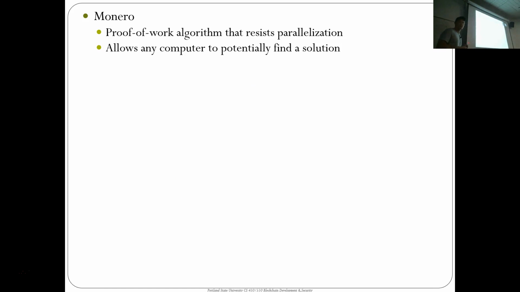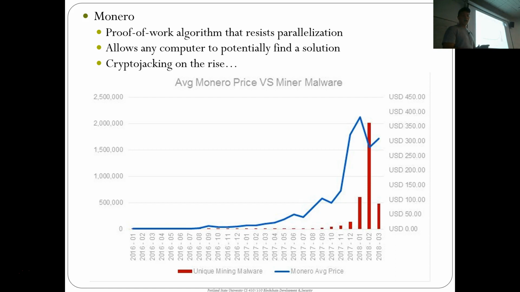This motivates something like Monero. So Monero is looking at a proof of work algorithm that resists parallelization, and it allows any computer to potentially find a solution. And so if you look at their algorithm, it requires less energy consumption to use. But because it sort of evens the playing field amongst regular computers like the ones in front of you versus ASICs like you saw previously, because of that, you have cryptojacking on the rise.